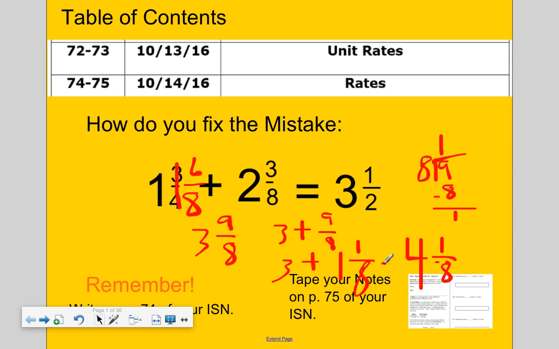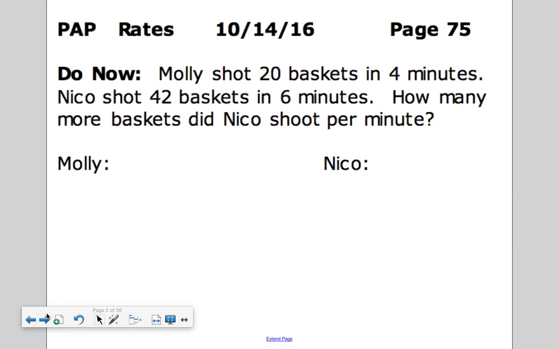That is the answer. So fix the mistake. There are plenty of mistakes here. All right, so Molly shot. So in our previous lesson, we talked about unit rates. Unit rates are breaking it down into one unit, or each unit, or per unit.